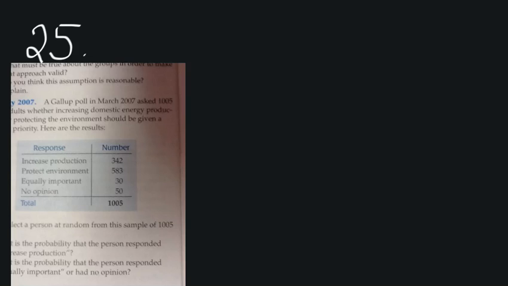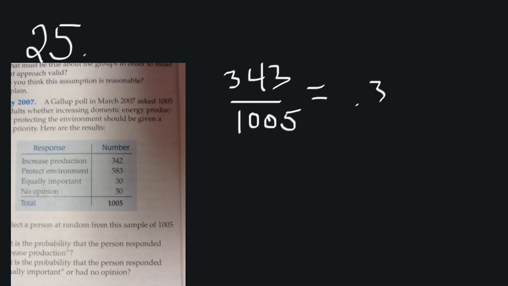Anybody got a guess? Here we go. So you can see the picture here. The first question says, if we select a person at random from this sample of 1,005 adults, then what is the probability that the person responded increased production? That's exactly right. So it's 342 over 1,005. Okay, if you want to write that out, we point 340. Nothing complicated. It's part out of the whole.